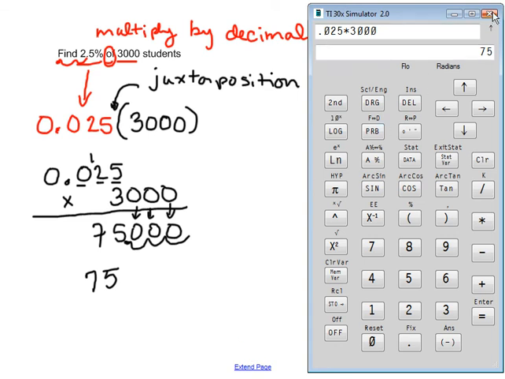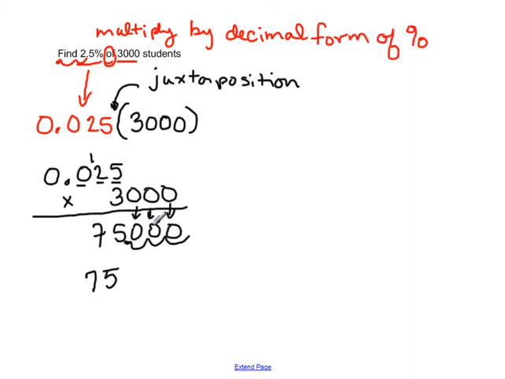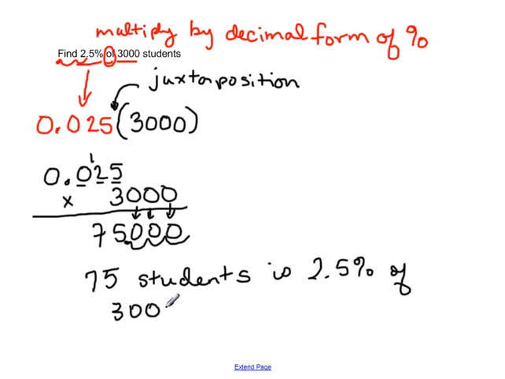Now be sure, remember we were being asked to find how many students, find 2.5% of 3,000 students. So we would want to be sure for our answer here that we say that this is 75 students. We want to be sure that we put that label onto our final answer. And if we want to really be thorough, we could say 75 students is 2.5% of 3,000 students, just to remind us where this answer came from. And there it is.